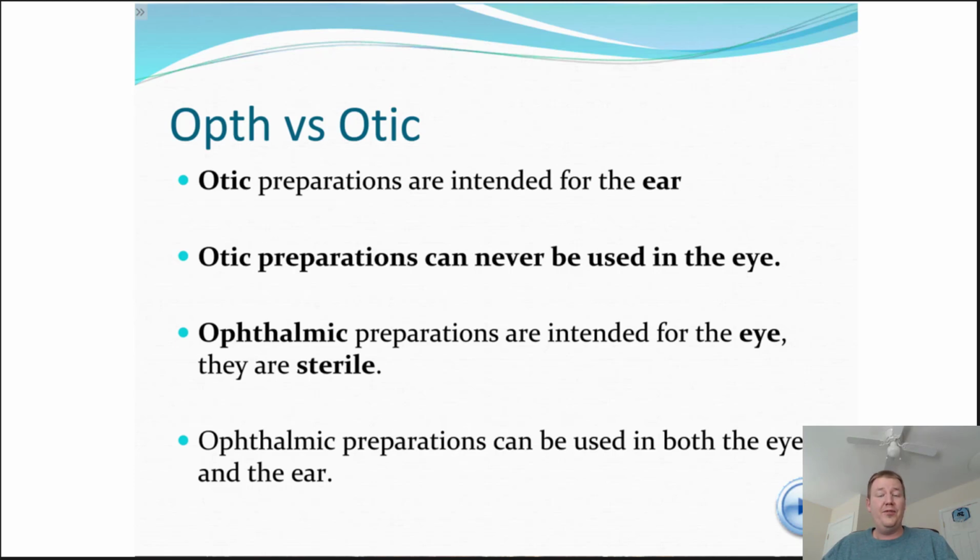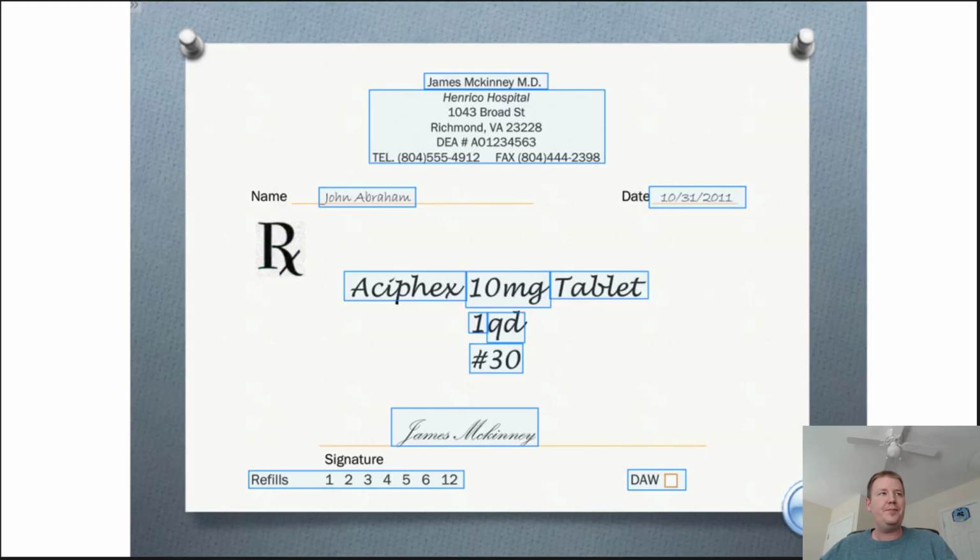It is sterile. You can use a sterile preparation in the ear, but you cannot use a non-sterile preparation in the eye. Meaning, it's possible to use an ophthalmic preparation in the ear, but it's not possible to use an otic preparation in the eye. I just want to nail this point home. I know the slide describes this very black and white, but I just want to nail this point home because this is almost a guaranteed question on the national exam.